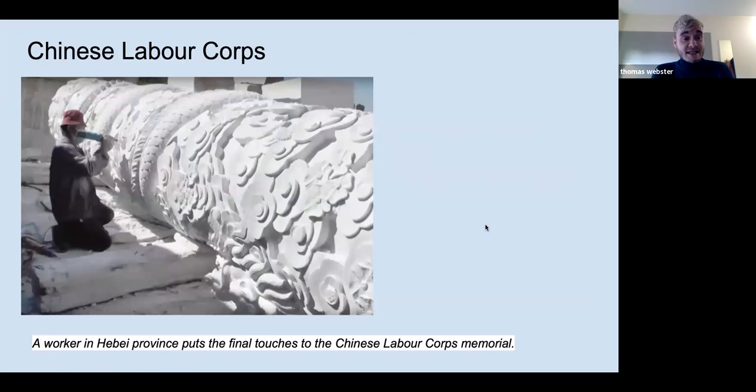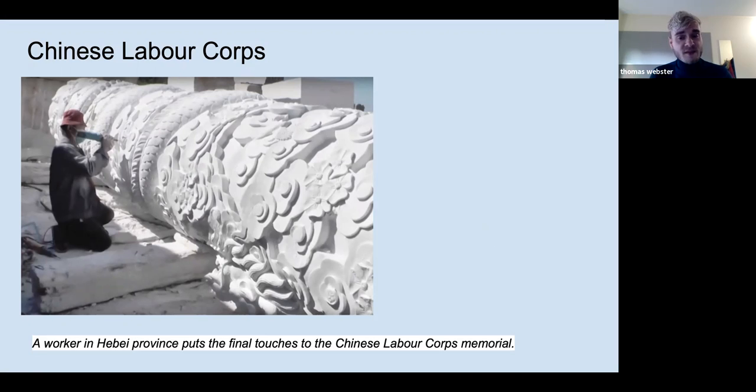So this is a picture of a worker in Hubei province, sorry if I'm not pronouncing that right, putting the final touches to the Chinese Labour Corps memorial. Now, the memorial was dedicated to the tens of thousands of Chinese who served on the Western Front during the First World War. It's a 9.6 metre high marble habayo, I think I'm pronouncing that right, I'm sorry if I'm not. It's a traditional ceremonial column.